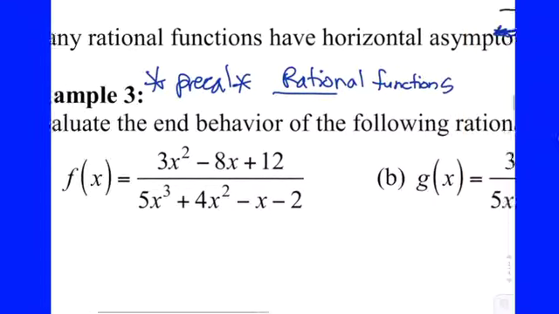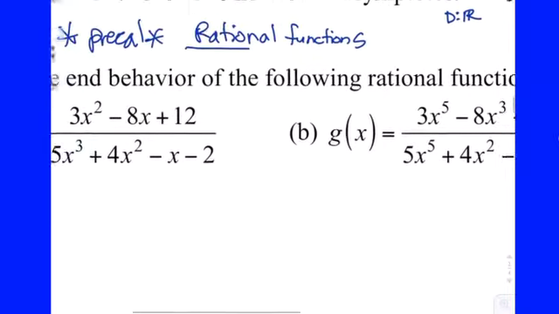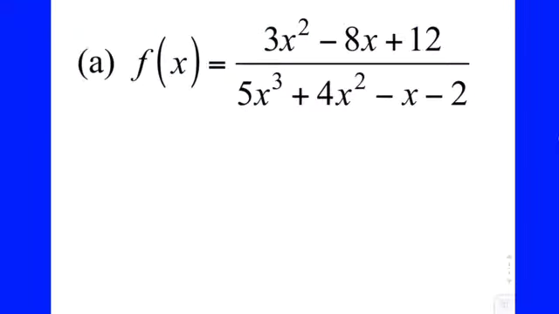So that gives you all the local behavior. But we want to analyze the end behavior of the following functions, and it says to use correct notation. To do that, let's write it out. We'll say the limit as x goes to infinity.